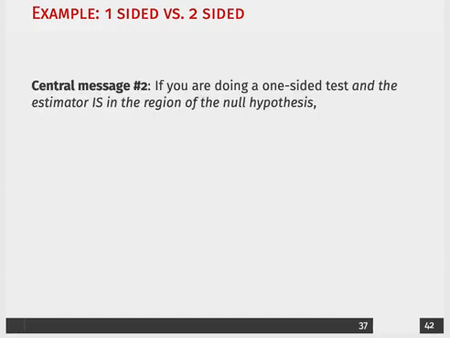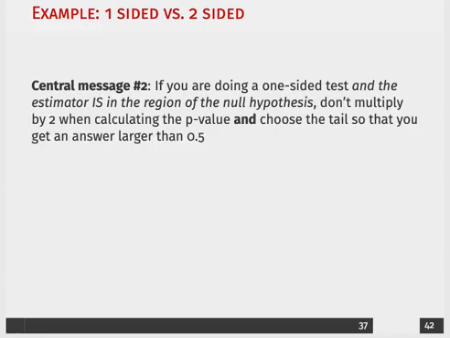Now, if you're doing a one-sided test and the estimator is in the region of the null hypothesis, you still don't want to multiply by 2, and you want to be specific about which tail you're going to choose because you need to make sure that you're getting an answer that's larger than 0.5. I think this will make sense in a second.